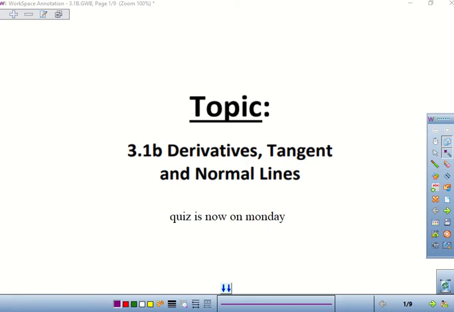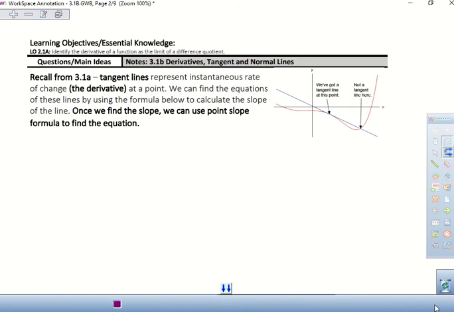So today we're going to be doing 3.2b, which is derivative, tangent lines, and normal lines. If you recall from yesterday, 3.1a, we talked about a tangent line and how it represents instantaneous rate of change, the derivative at a point. We can actually find the actual equation of these tangent lines. They're linear equations, so we can find the equation of them by using the point slope formula in addition to the slope itself.